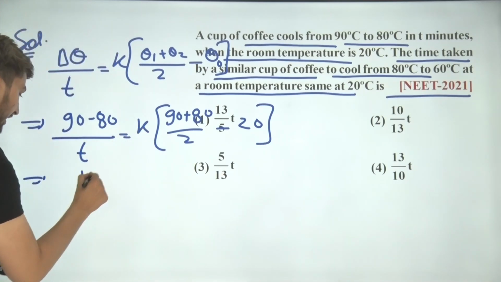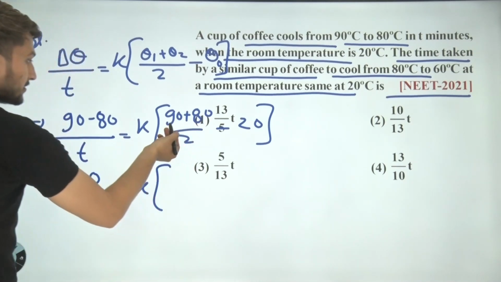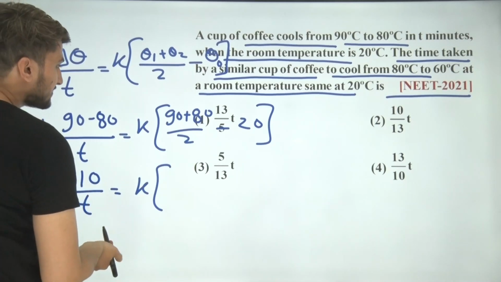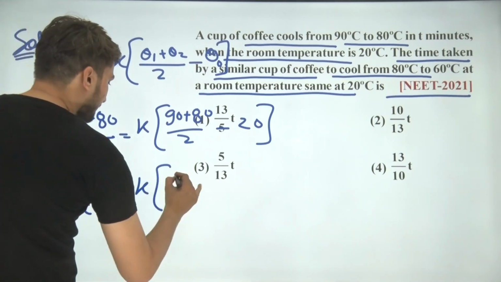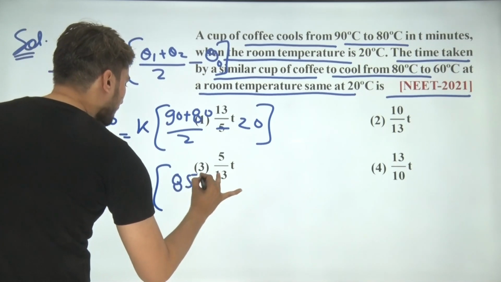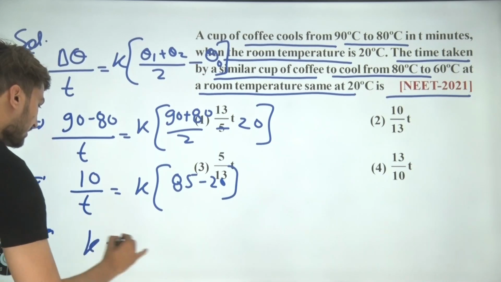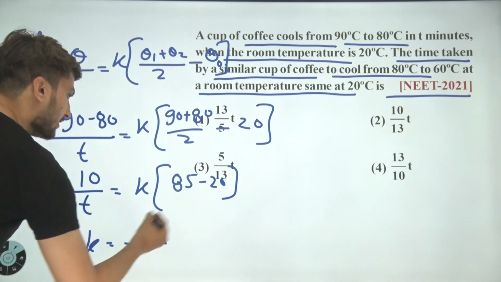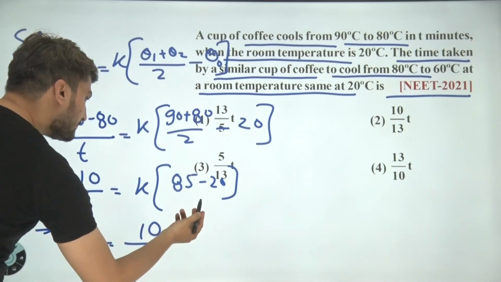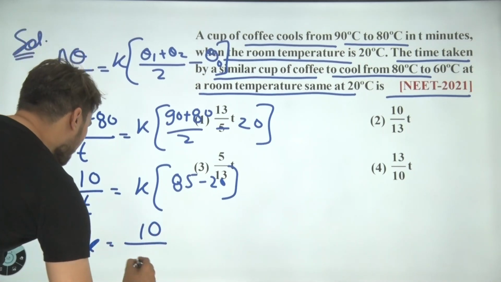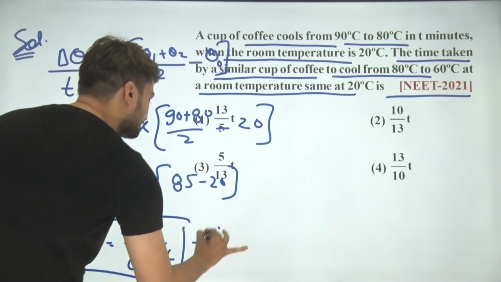So we solve that, and first of all we find the value of k. Here this is 10 by t equal to k times 170 by 2, which is 85, minus 20. So I am saying that the value of k is 10 upon 65 multiplied by t. So this is the value of k.